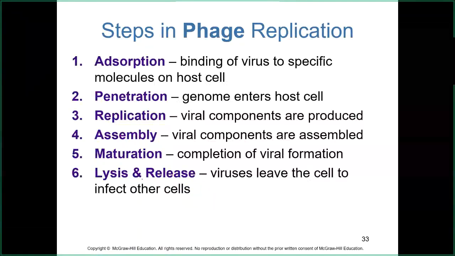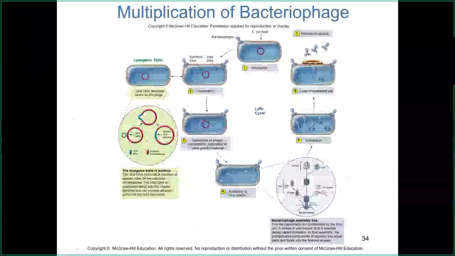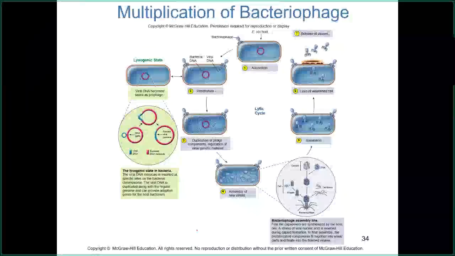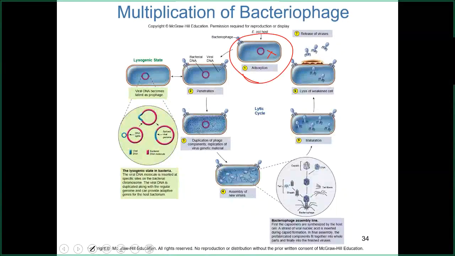And then assembly, maturation, and lysis would be commonly what we would see. Now, as I said, with some viruses, instead of going right into lysis, they may go into another sequence of events. And so that's what's shown here. All right, let's work through this. So here's the beginning. The host cell is this guy right here. It's like an E. coli, a rod, bacillus.